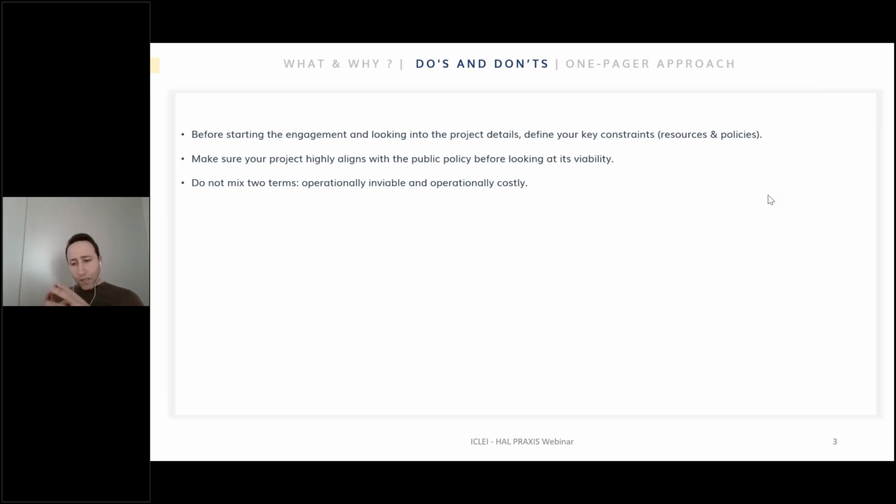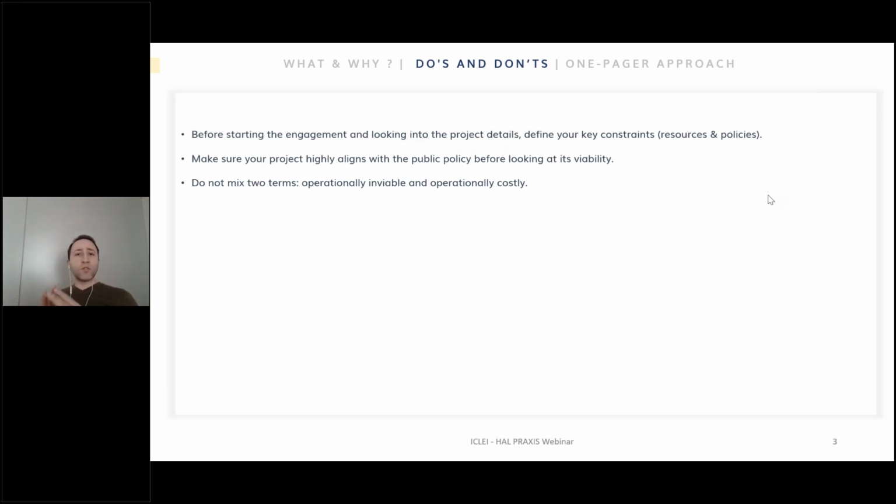People think that if something is costly, that means it's inviable, or because it requires us to hire a lot of people, it requires a lot of money, that means, well, it's not a good idea, it's not going to work. This is wrong, and I'll have to come into this more into details.